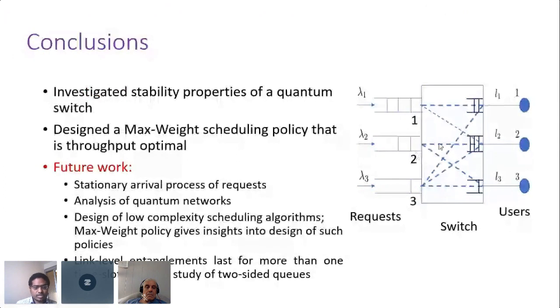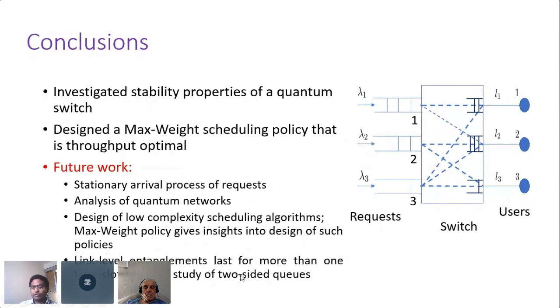Another type of work is to focus on coming up with a low complexity scheduling algorithm, because under the max weight scheduling policy, in every slot we need to find a matching that maximizes the metric. When we have a large number of matchings, it becomes very challenging. Another case is the setup where the primary entanglements can survive for more than one slot. In the current work, we assume that primary entanglements can be used for only one time slot, and we need to extend the work to the case where primary entanglements can survive for more than one slot.